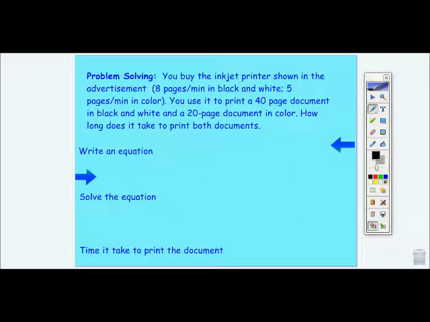So we're going to do some problem solving here. You buy the inkjet printer shown in the advertisement that does 8 pages per minute in black and white, 5 pages per minute in color, and you use it to print a 40-page document in black and white and a 20-page document in color. So how long does it take to print both documents?